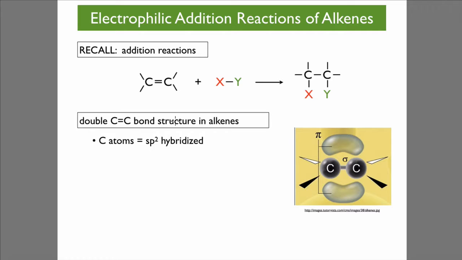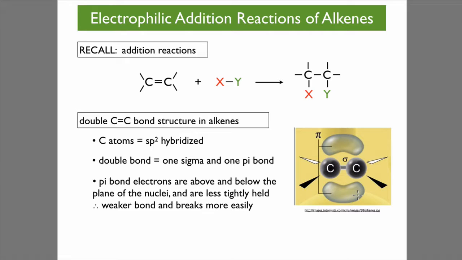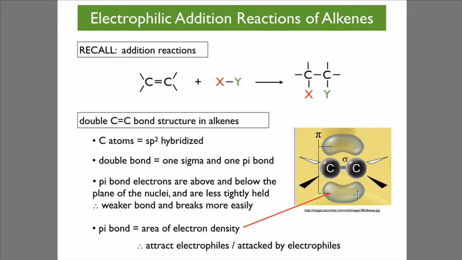The double carbon-carbon bond structure in alkenes has sp2 hybridized carbons. Okay. The double bond is one sigma bond along the plane and one pi bond, which is above and below that plane. The pi bond electrons are above and below the plane of the nuclei and are less tightly held. Therefore, they have weaker bonds and break more easily. This pi bond is an area of electron density, and therefore it is attracted by electrophiles.